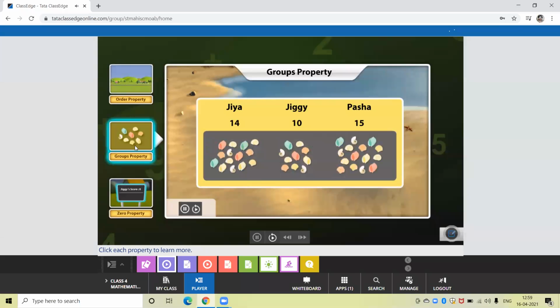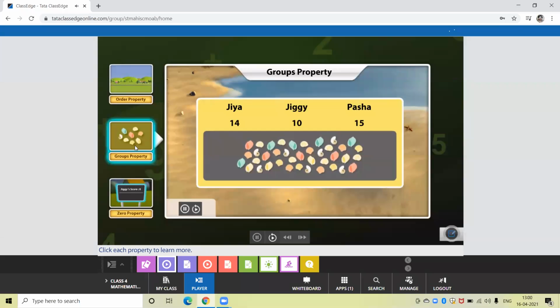Now let's do the addition again in a different way. Here are Jia's 14 shells, Jiggy's 10 shells and Pasha's 15 shells. First, let us add Jiggy's shells with Pasha's shells. We have 10 plus 15, which is equal to 25. Next, let's add these shells to Jia's shells. So we have 14 plus 25, which is equal to 39. So in both cases, the answer is 39.